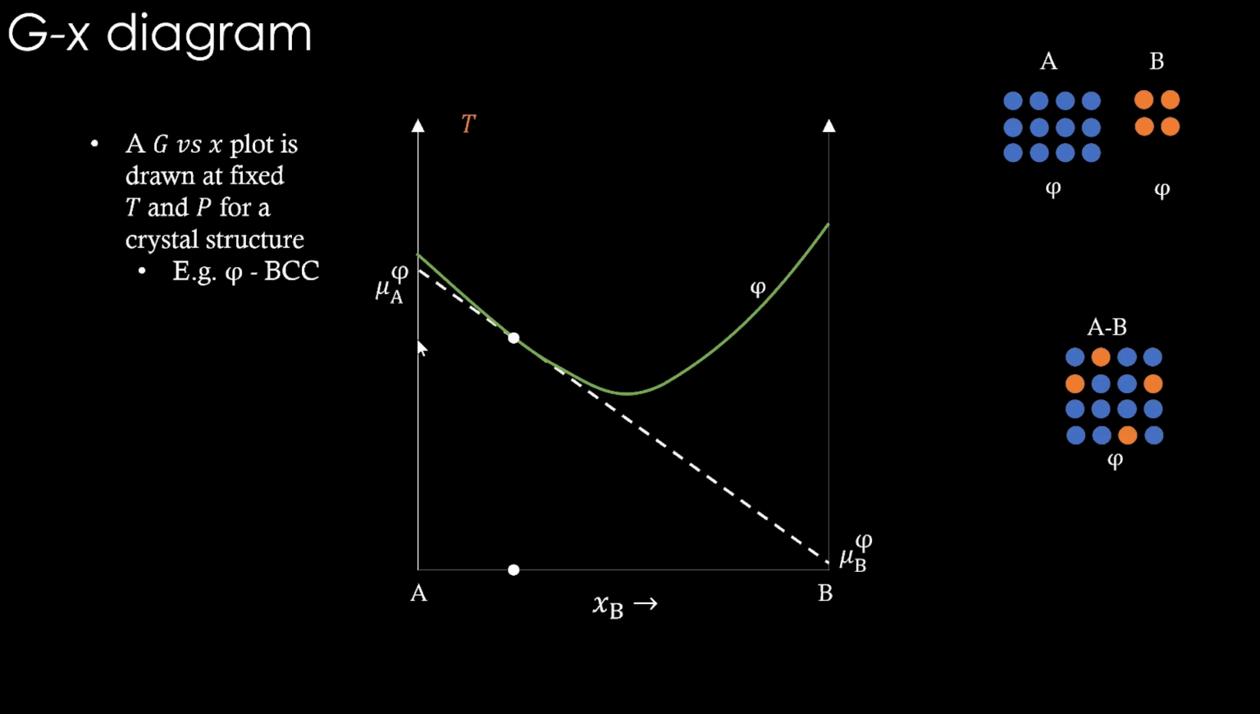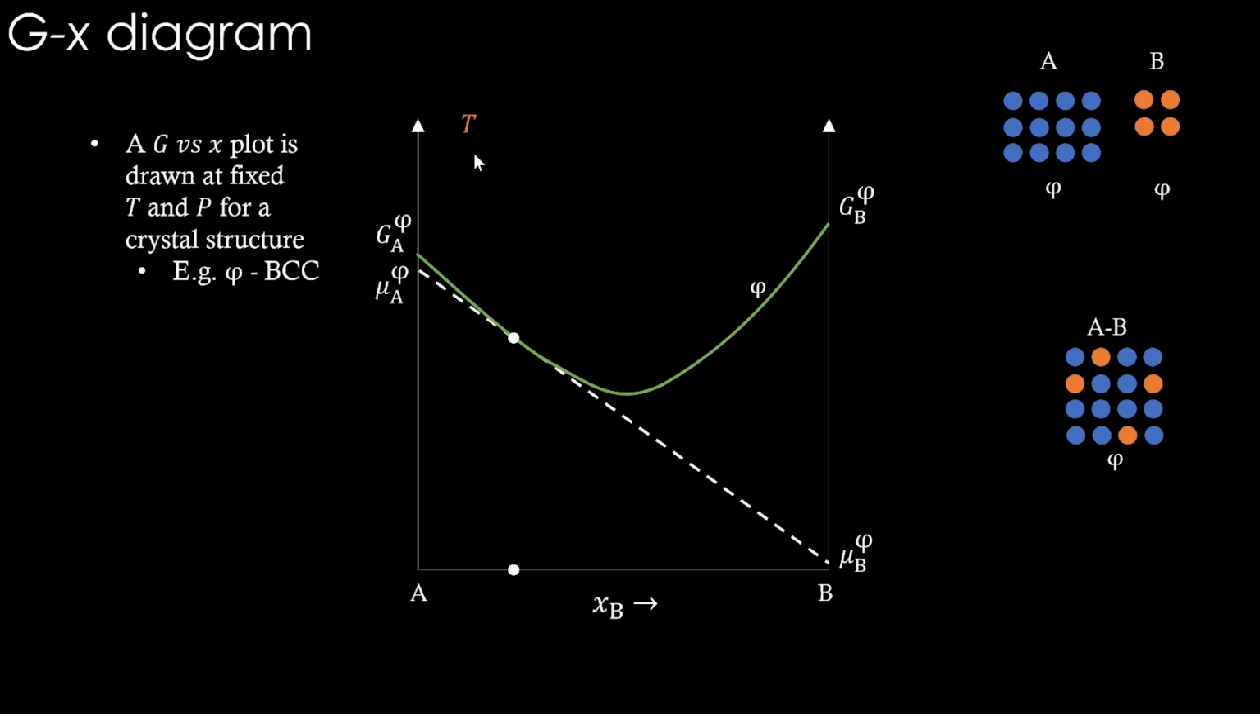How does that come? It is basically the weighted average of chemical potentials mu A in phi and mu B in phi. Now, what are these extreme points here and here? This is Gibbs energy of A in phi structure. This is Gibbs energy of B in phi structure, meaning the pure elements are in this particular crystal structure, BCC structure. Now you may wonder, why is it important?